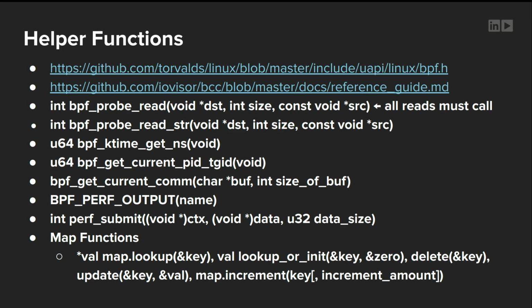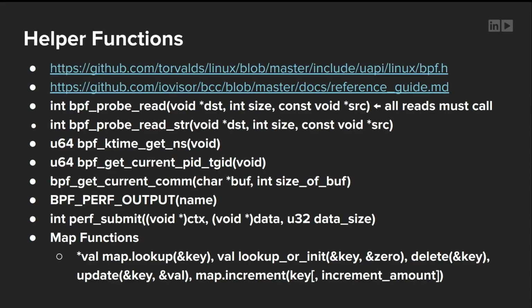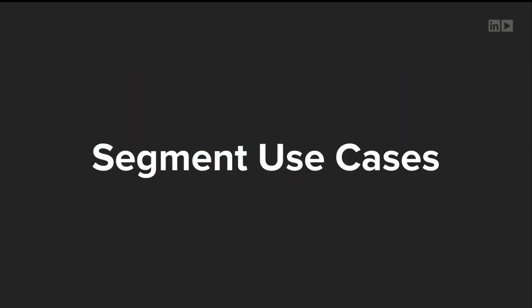And there are also several different helper functions. The most important of these: you can't read arbitrary memory, so any reads of any data being passed to your function has to go through bpf_probe_read. There's a link in this presentation to all the functions that are available to you from inside your program. And then you have a set of map functions as well that are helpers, so it makes it easy to get data in and out.